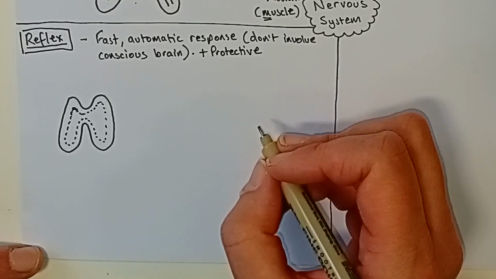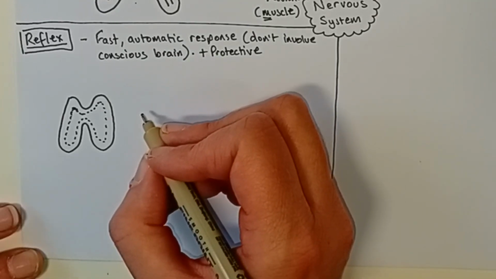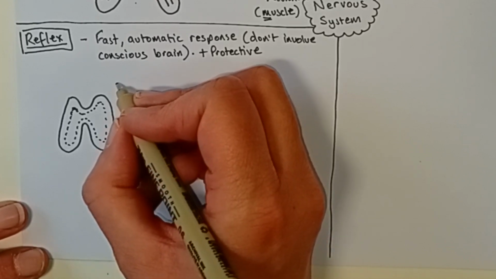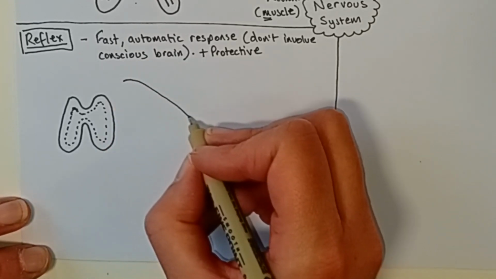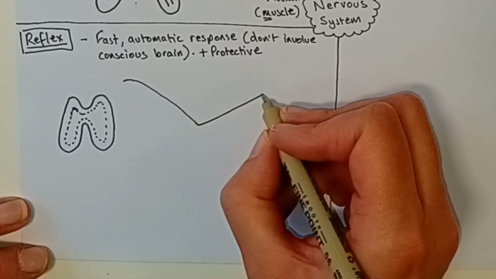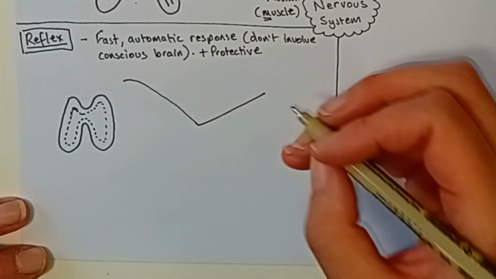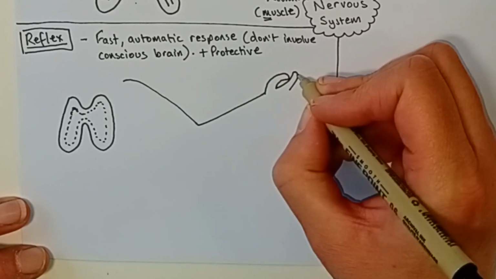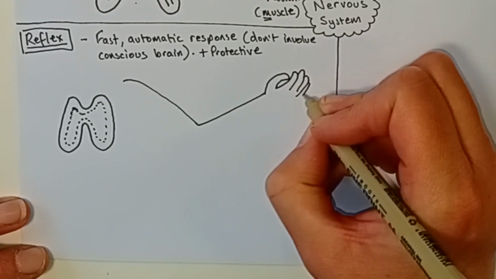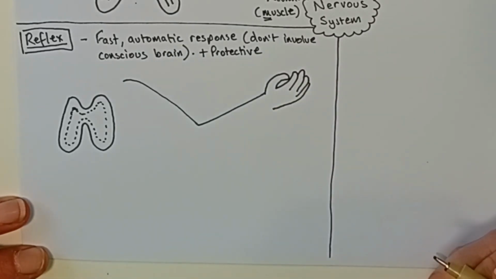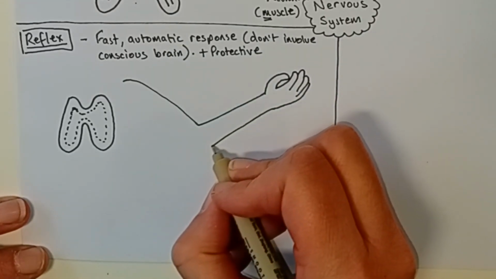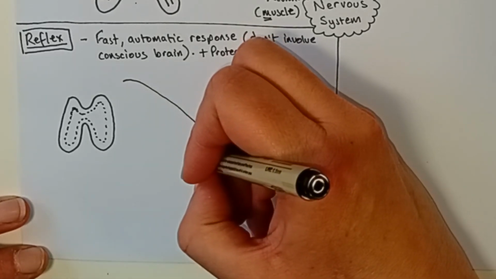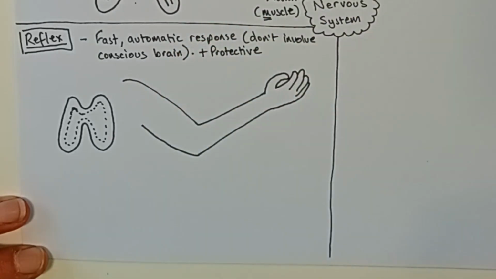So in this reflex arc, I'm going to draw somebody being hurt. I'm going to draw it on a fingertip. So let's go shoulder, arm. Let's draw a hand here. 1, 2, 3, 4. And back up there.